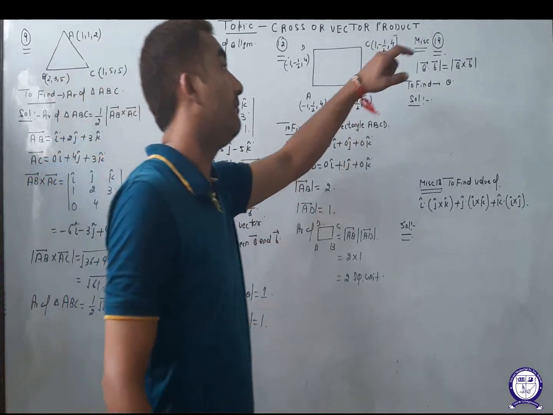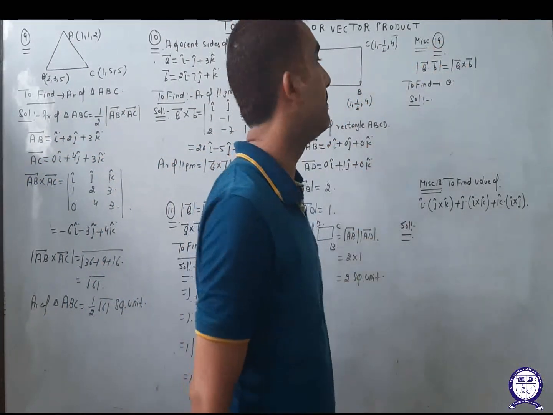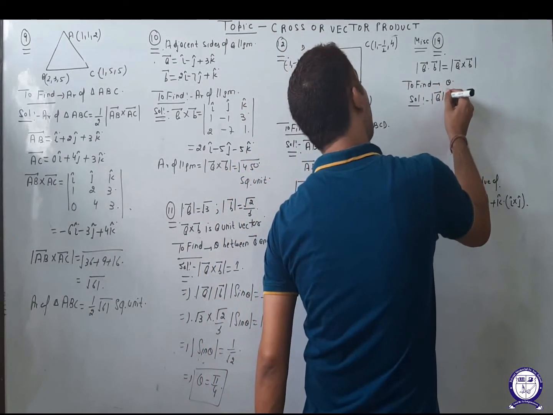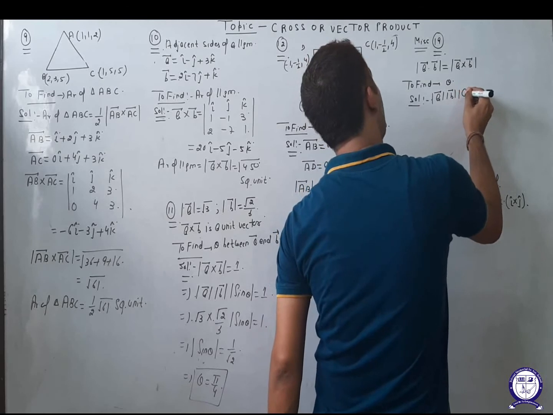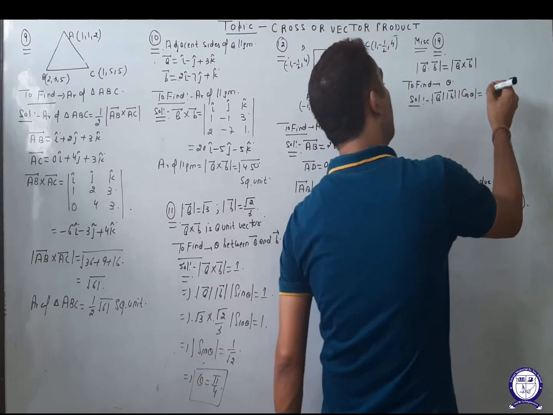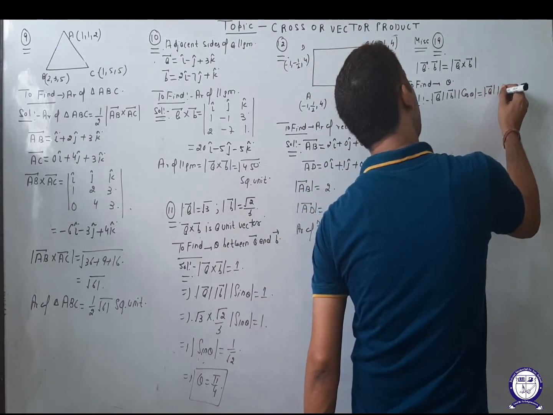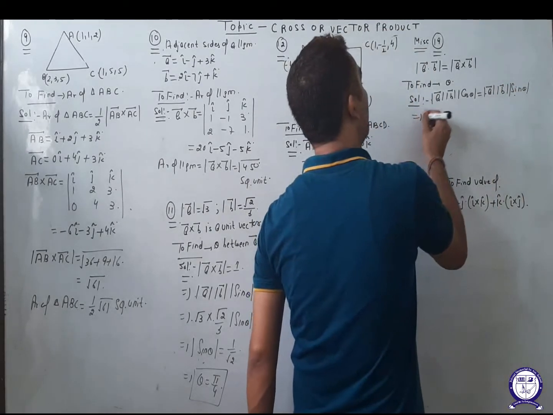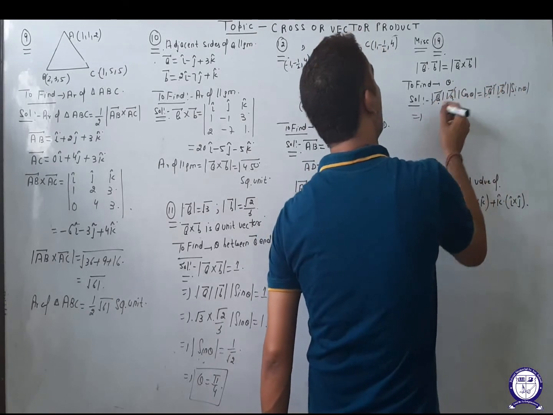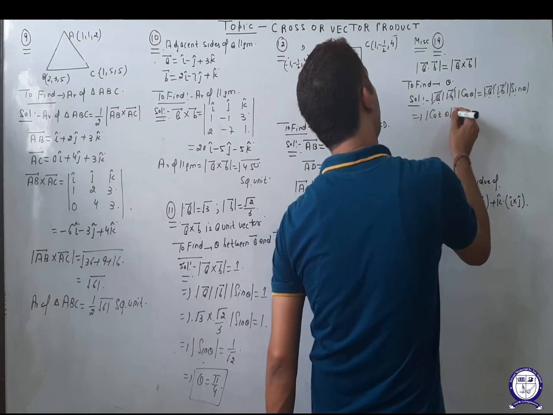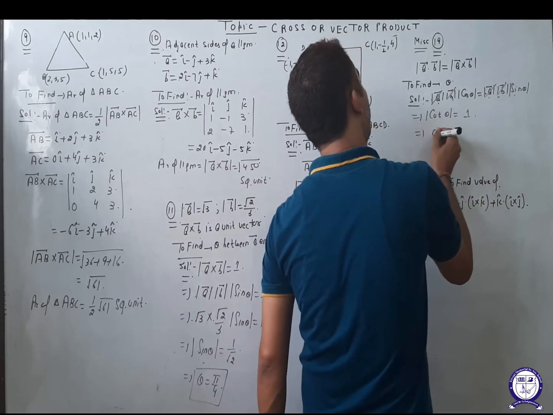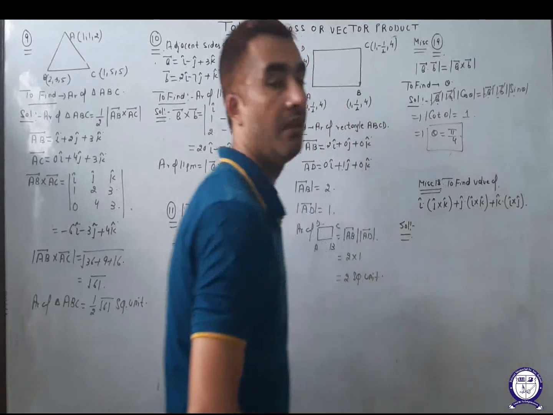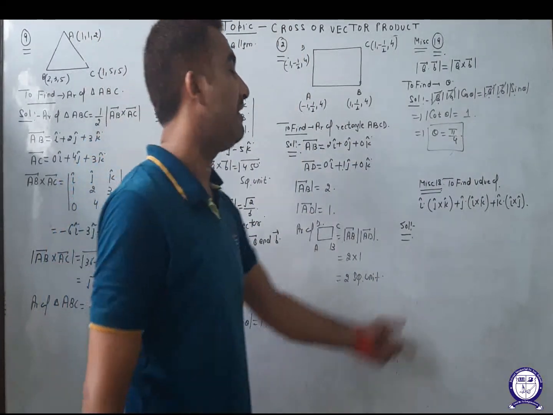After that, we have miscellaneous question number 19, that is magnitude of A dot B. Simply open the bracket. As we know what dot is, magnitude of A magnitude of B cos theta is equal to magnitude of A magnitude of B sin theta. Cancel out. Cos by sin becomes cot theta is equal to 1, and we got theta is equal to pi by 4.